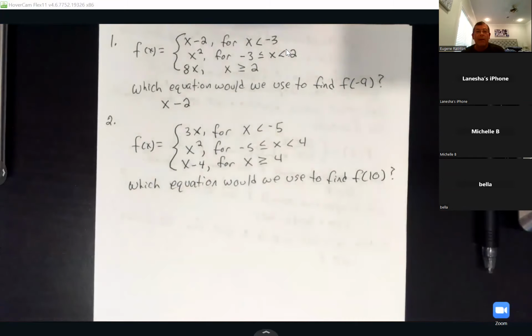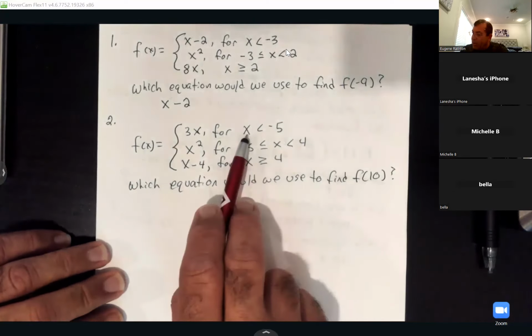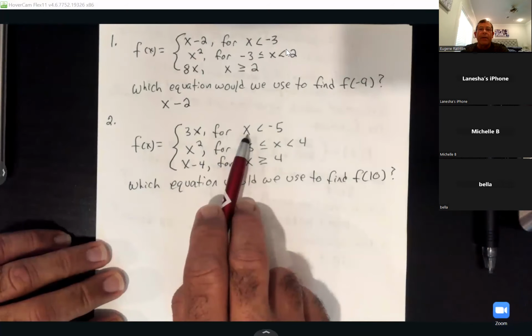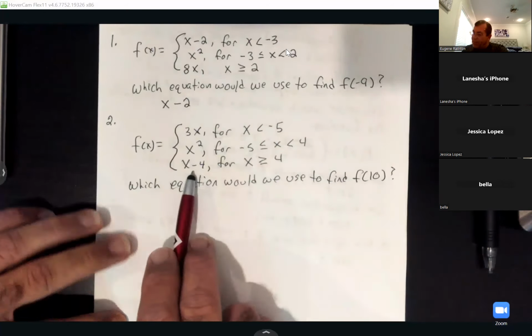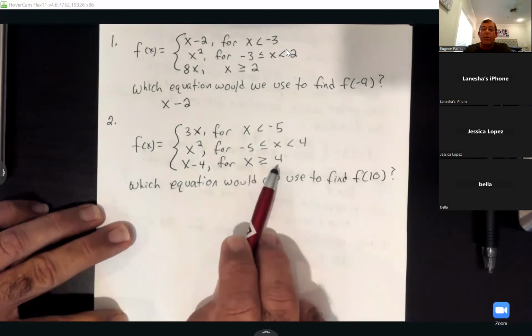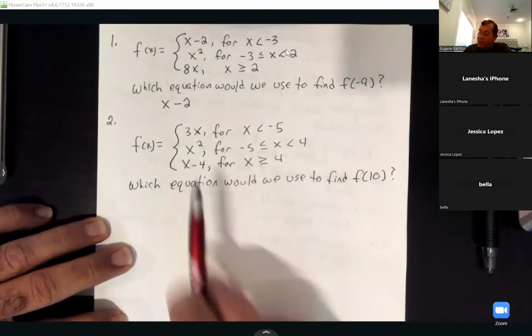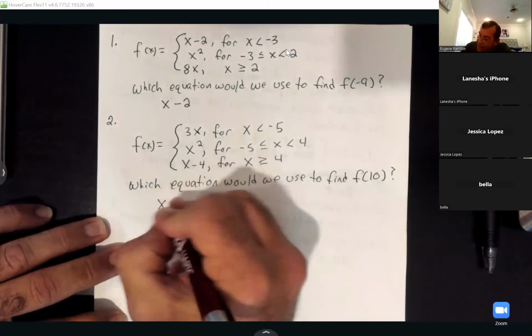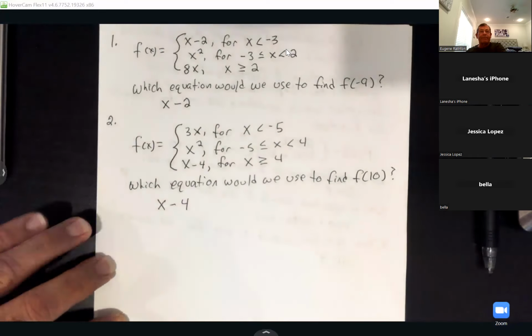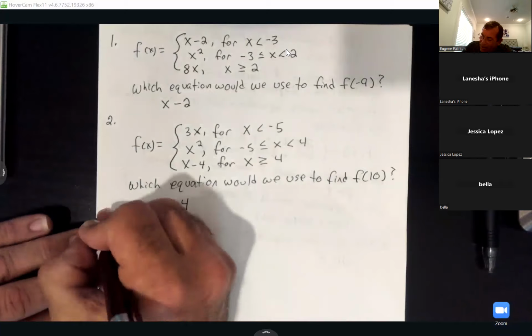X minus 4. Is it 3x? The first one? Okay, so I'm finding f of 10. So you're looking over here. X minus 4, because if you look at that 10, 10 is greater than or equal to 4. So since 10 is greater than 4, we're going to use this equation, which is the x minus 4. And whoever said that first, I was getting sort of staticky on my end, so I'm not sure what y'all were saying.